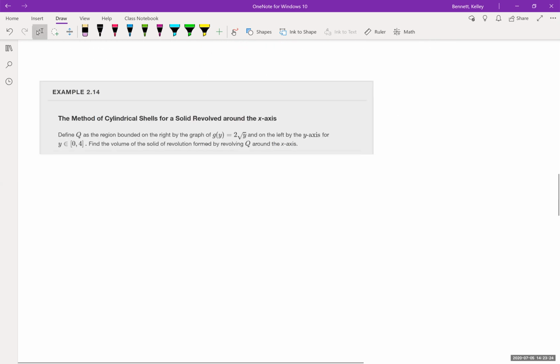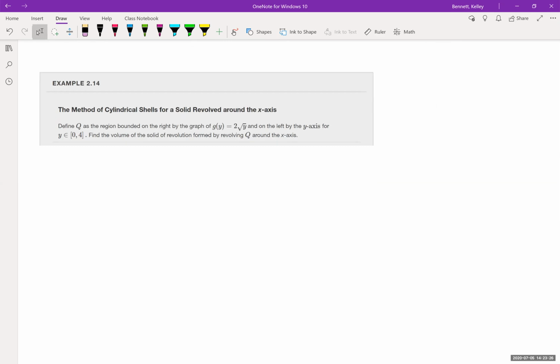So now we can move on to thinking about rotating about the x-axis. It's going to be the exact same idea, exact same setup, except that in this case, we're going to be in terms of y and dy. So of course, graph. We're taking g of y equals 2 root y, and y goes from 0 to 4, and we're bounded on the left by the y-axis.